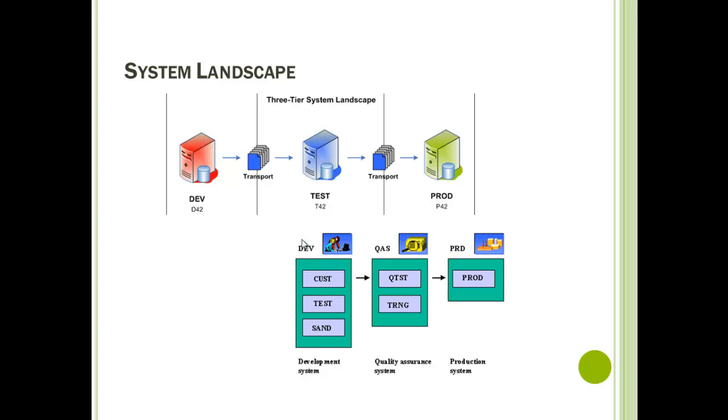In the quality system, you will have more data. In the development system, normally we don't keep a lot of data. However, the development system will have more clients. For example, you have one client for customizing, one client for testing, and one client for sandbox. Sandbox is kind of a playground where, if you want to play around or find some information, you use the sandbox client.